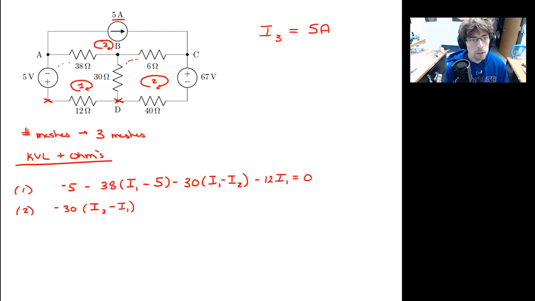Keep walking along. Now I see the 6 ohm resistor. And again, I'm walking in the direction of I2. And that 6 ohm resistor is shared between meshes 2 and 3. So again, I have to have that minus 5 amps here from mesh 3. Keep walking. Oh, I see a drop of 67 volts from this potential supply. Keep walking. And lastly, I have my 40 ohm resistor, which is on the exterior of the circuit, and so it only involves current I2.